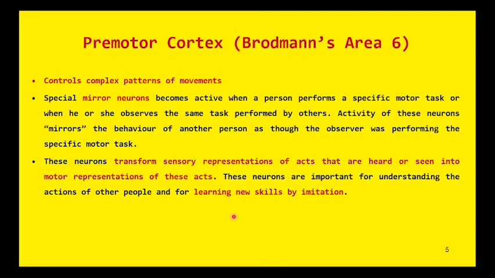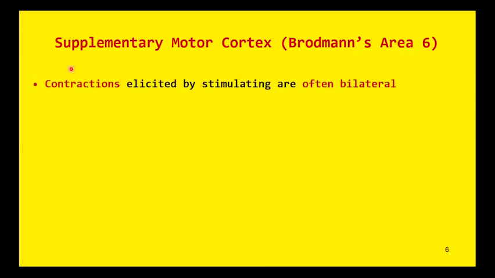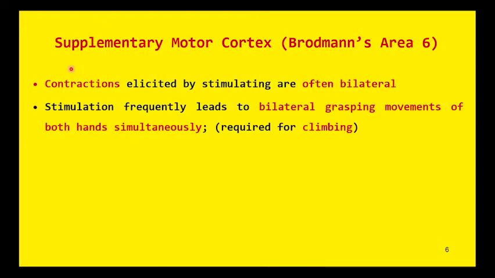So we have covered primary motor cortex and premotor cortex. The Brodmann's area 6, the premotor cortex, has also some portion known as the supplementary motor cortex. This is the sub-segment of the same area 6. That is why we call it the supplementary motor cortex. And this area is responsible for bilateral movements.